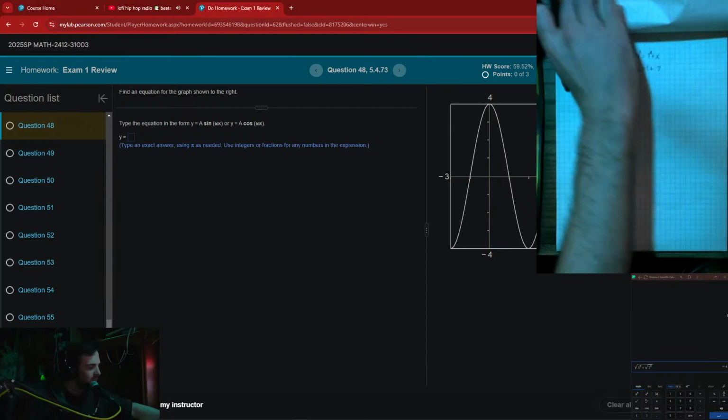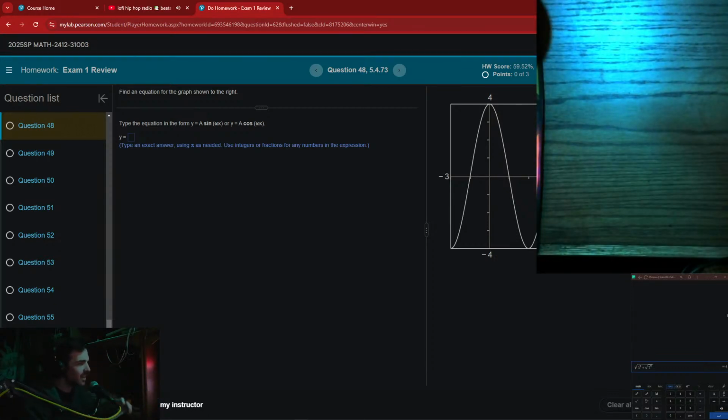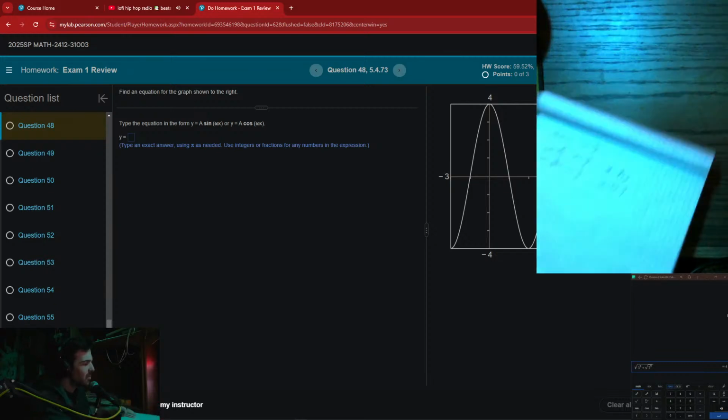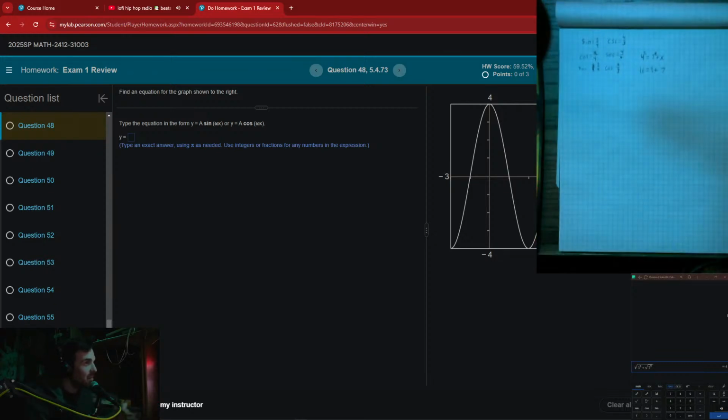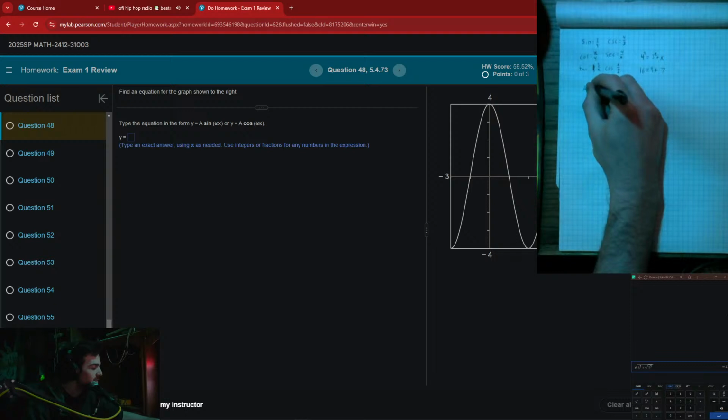I was watching our professor do this in class today. I think this is a really good approach to doing this sort of problem, or any problem, even if you have the equation and you're doing the graph. I think the best approach is just to list all of the factors that you're aware of, right? So A is 4. That's our amplitude.